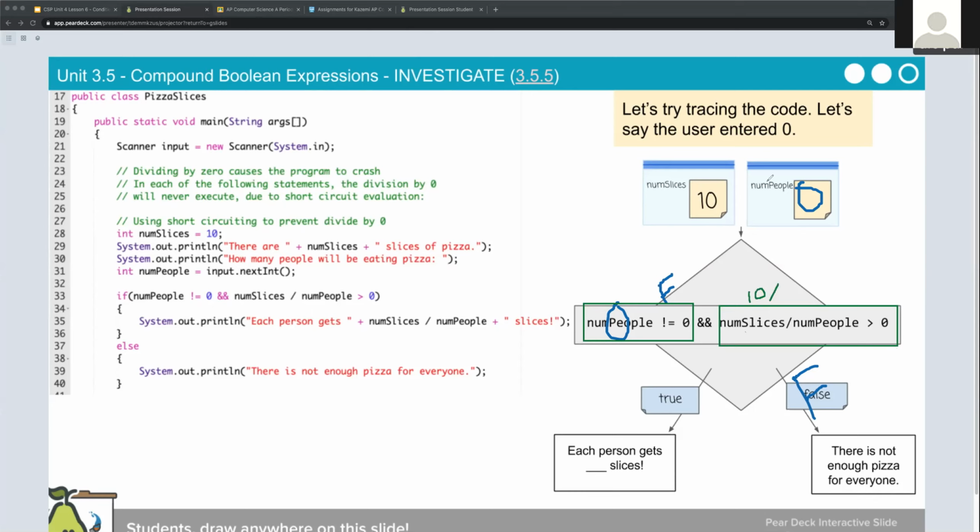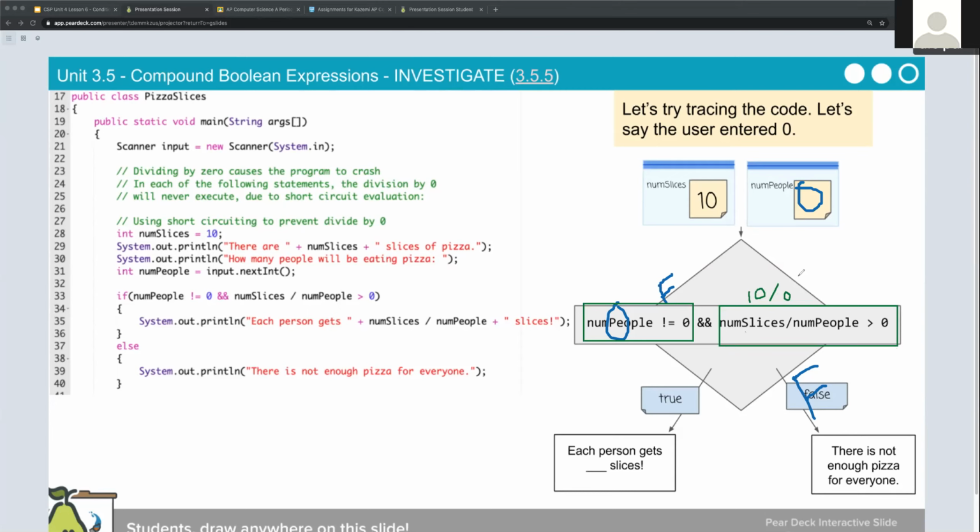And then bring down the value of num people, which is 0. And so basically we would have to be dividing 10 by 0. And that's undefined, right? Dividing something by 0 is undefined. So on a computer, it's just going to have a runtime error.